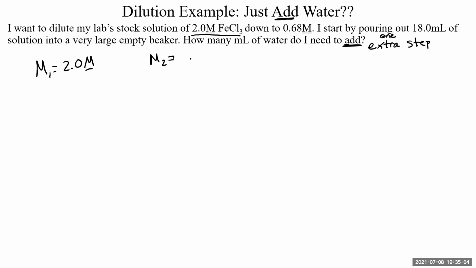I have a goal in mind. This time, I actually have an idea of what molarity, what concentration I want to end up with for my ferric chloride. I start by pouring out 18 milliliters of the solution. So that's my volume 1. 18 milliliters into a very large empty beaker. Why? Because I know I'm going to be adding a lot of water. So I better have an empty beaker to hold all that water.